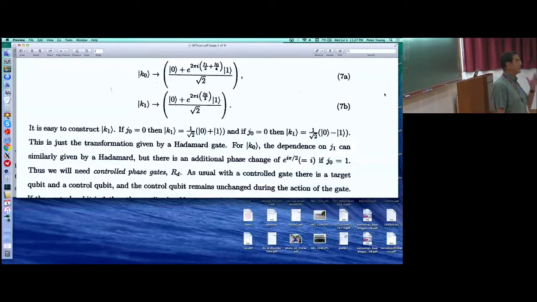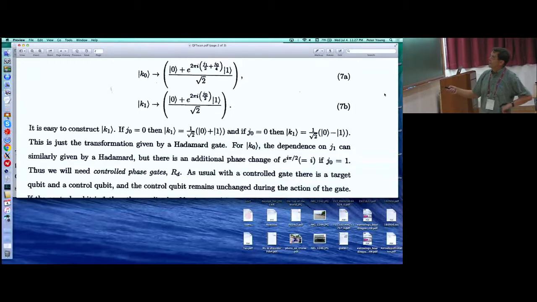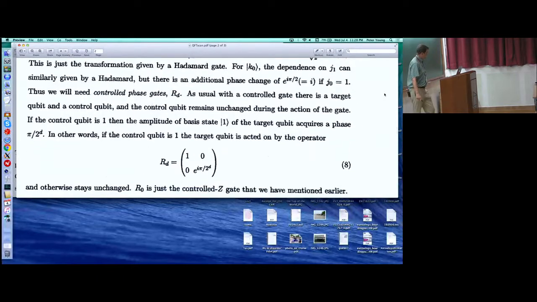We're going to need a controlled phase gate, a gate that will induce a phase of e to the I pi over 2 if J0 is equal to 1 on the 1 basis state, but not on the 0 basis state. So we need control phase gates. If the control qubit is 1, and that was J0 in this case, then the amplitude of the basis state 1 of the target bit acquires a phase. It was pi over 2 in the case above, and we will need, in general, pi over 2 to the d for integer d equals 1, 2, 3, and so on.